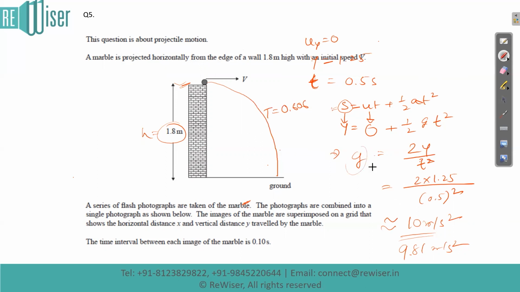So when you find out, g will be 2 into 1.8 divided by 0.606 whole square. Instead of 0.5, it is 0.606 because it's reaching this point, took 0.606. So divided by 0.606, again, 0.606 whole square, right? So 9.8029, which is close to 9.81. Okay. In this method also, you can find out the free fall acceleration.